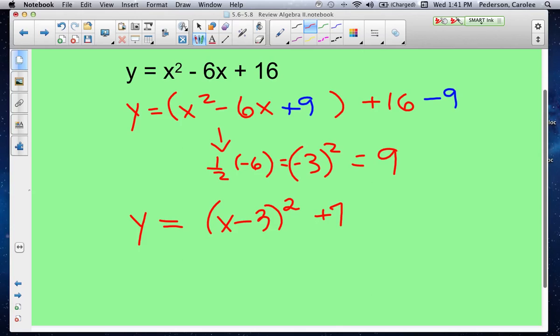So then if I asked you for the vertex, the critical point, what would you say it is? 3, 7. Opposite of the h, right? And then the same k. Good. So that's how you convert to vertex form.